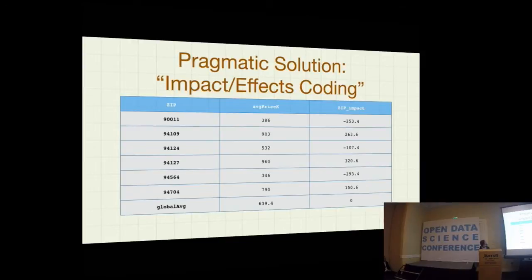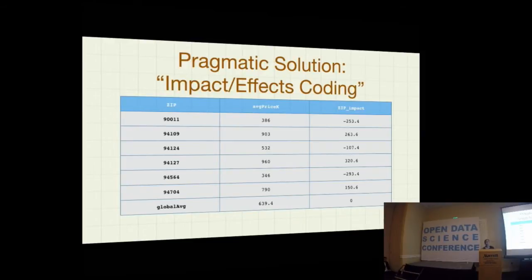And houses from the 94127 might be, on average, $300,000 more. And so what we've basically done is we've encoded the impact. So this is kind of like taking the data that we would have ideally gotten from external data and deriving it from the data set that you have.